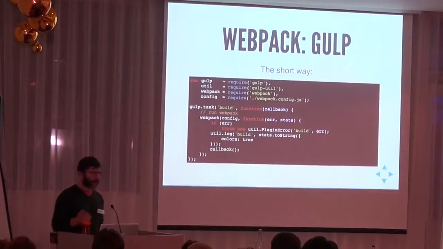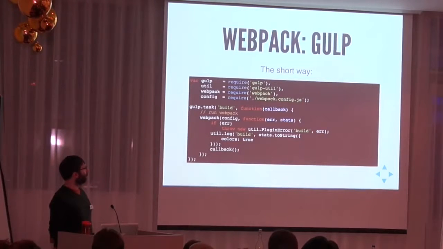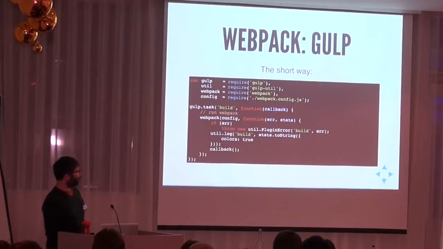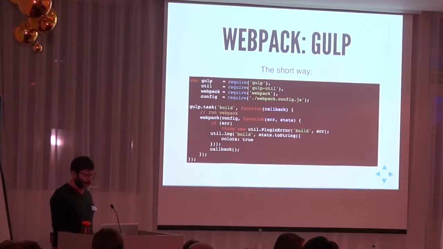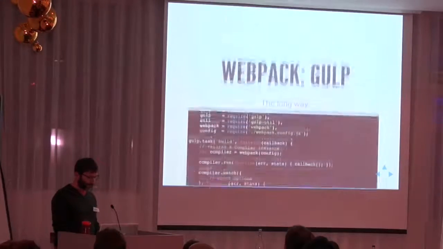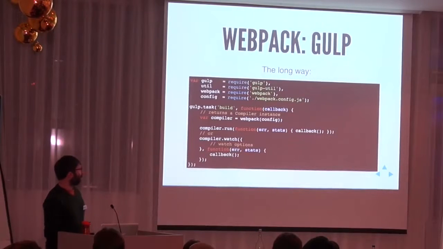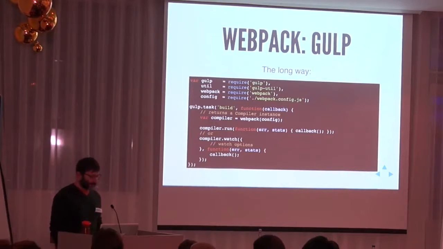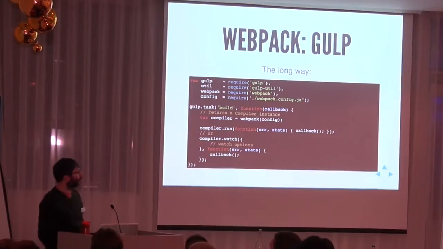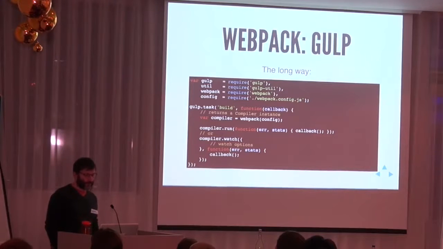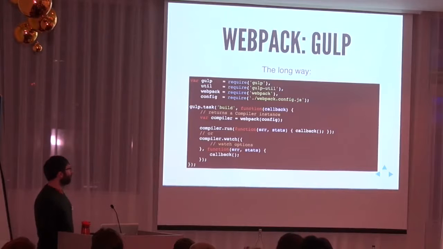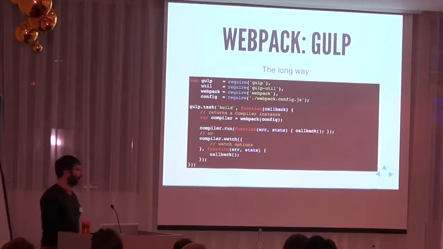And it can be conveniently used with gulp. This is the short form where we actually call Webpack directly. But you can also instantiate a Webpack builder object using a single argument, which is the configuration, and then you get a compiler object in return. And you can use it to run with a very node-style callback function as an argument, or watch, passing extra options to watch, and again, passing the usual node-style callback as a second argument. And so this essentially does the same transform and compilation that we saw in the CLI example, just managed through a build tool like gulp.